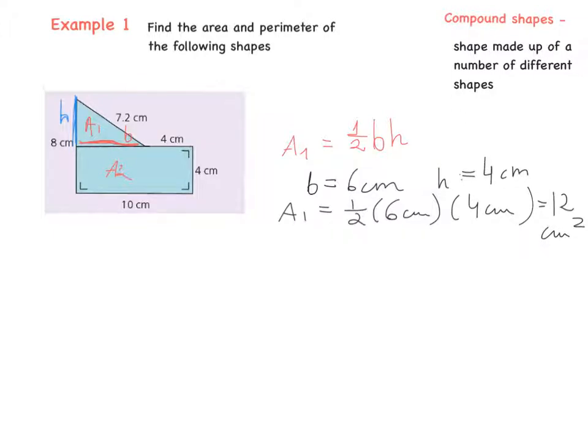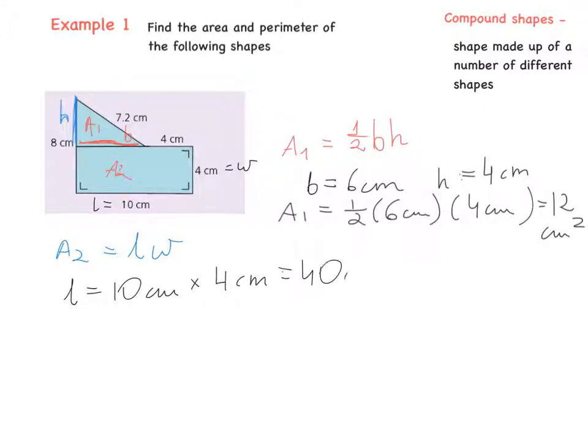Then we need to find area 2. Area 2 is much easier. This is just a rectangle, and as you know, the formula for a rectangle is length by width. So we write length multiplied by width. Length is in here, so we have 10 centimeters. Width is in here, so we have multiplied by 4 centimeters, and this is 40 centimeters squared.